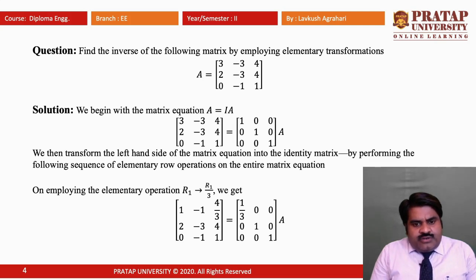In this procedure, first we have to change the element A11 into 1. For this we have to divide row 1 by 3. So if we divide the first row by 3, we get the following elements. The same operation is reflected on the right hand side also.